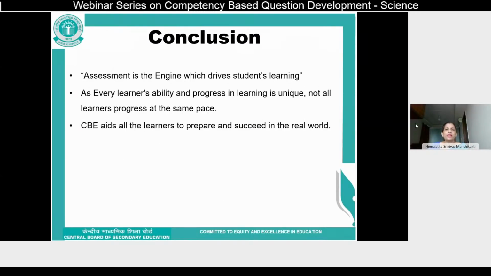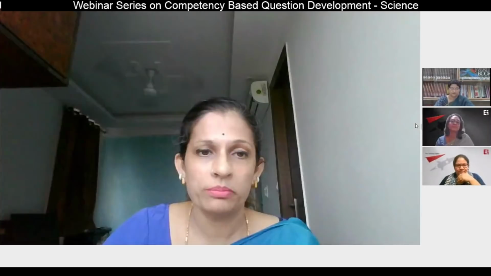Yes. Assessment is the engine, as I already mentioned, which drives the students' learning. And as every learner's ability and progress is unique, not all learners learn at the same pace. This competency-based education aids all learners to prepare and succeed in the real world. Now, may I request Gayatri ma'am to detail more about designing good quality questions. Over to you, Gayatri ma'am.